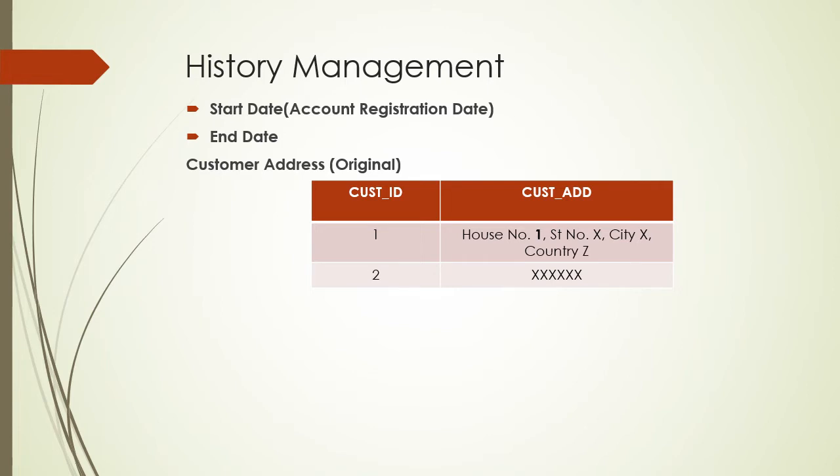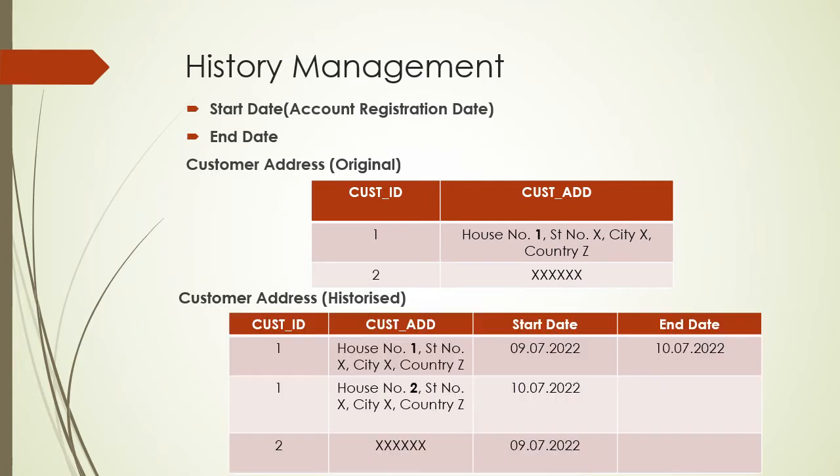So you have this kind of formation of the data. You have customer ID, and then you have the customer addresses. Customer ID is number one, with house number one, street number X, city X, and country Z. The second record has XXXS, which is of no use to our example at this point of time. So if I have to maintain the history for record number one, how would I maintain this? I'll show it to you with a basic example. See if you can notice the impact of the change here.